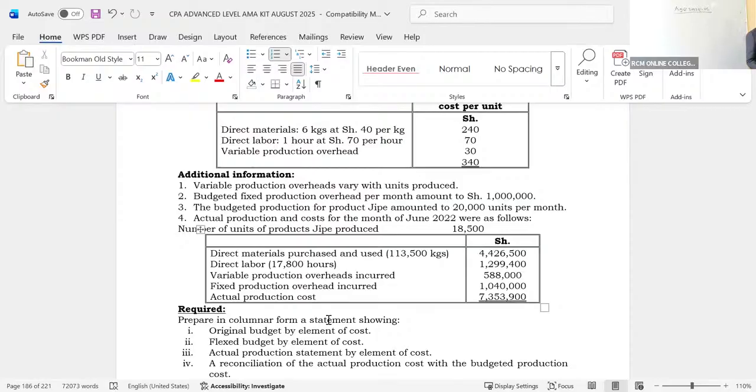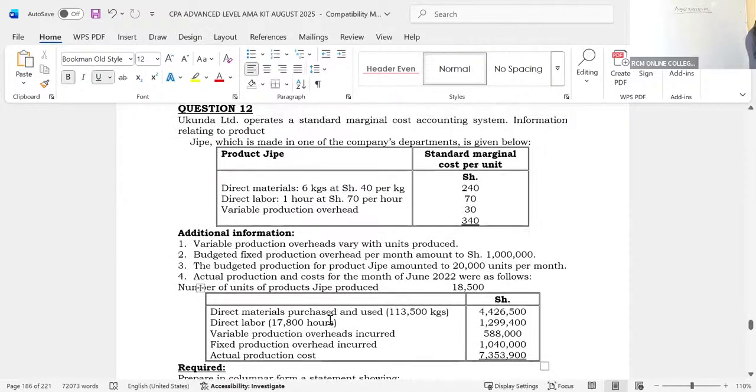And then number 2, the flexed budget, again by element of cost. Then number 3, the actual production statement by element of cost. And then we give them the reconciliation of the actual production cost with the budgeted production cost. So we start with the original budget by element of cost. Very easy. So let's give our examiner the original budget.